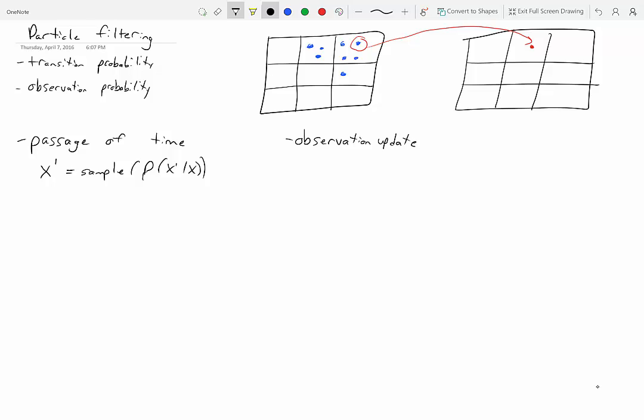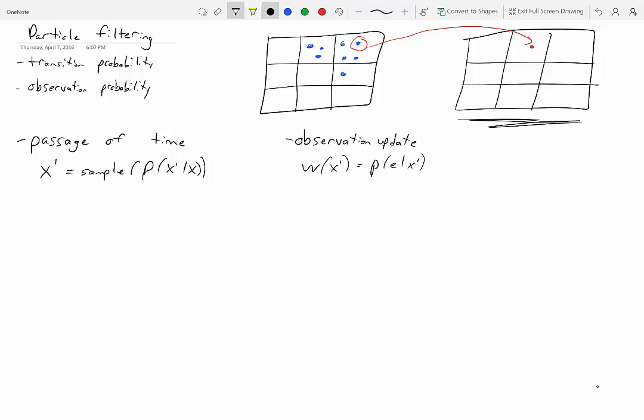Now for the observation update, you assign a weight to each particle. So we're in this new grid over here, in which we've done the passage of time, and we say the weight of the new particle x prime is the probability of the evidence, because we received an evidence measurement, given the new particle. Okay, so now we have a distribution of samples, and each one has a weight.